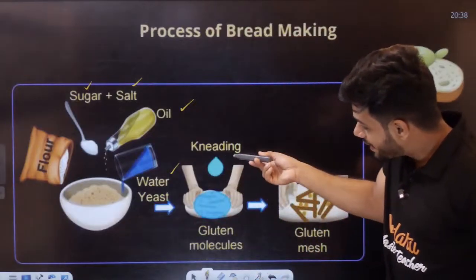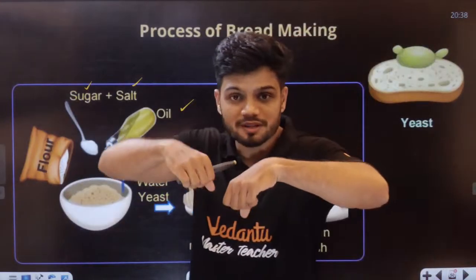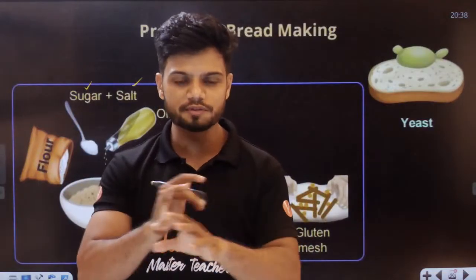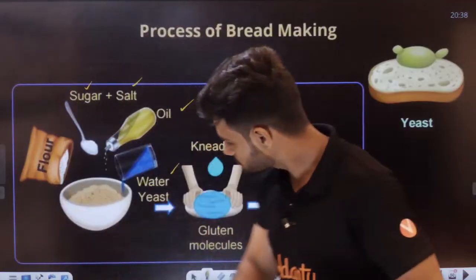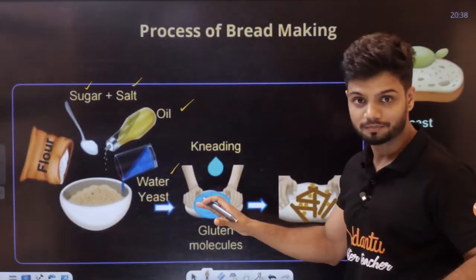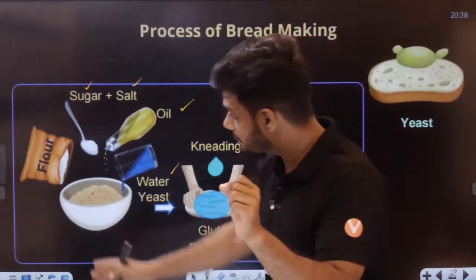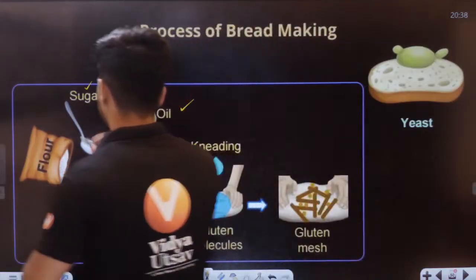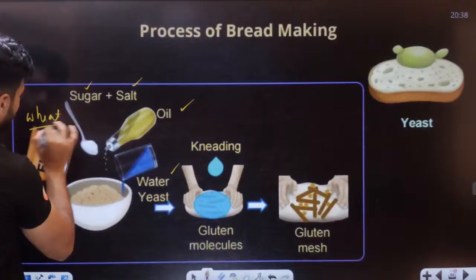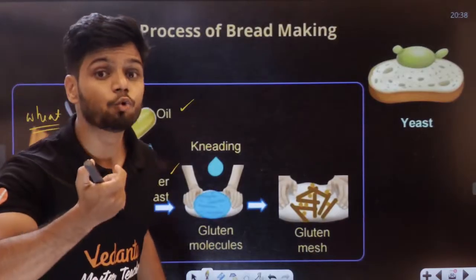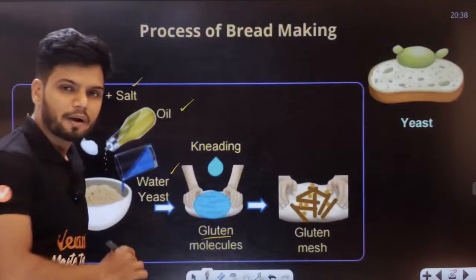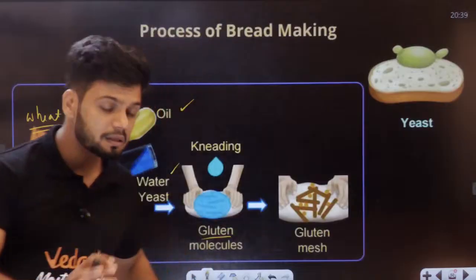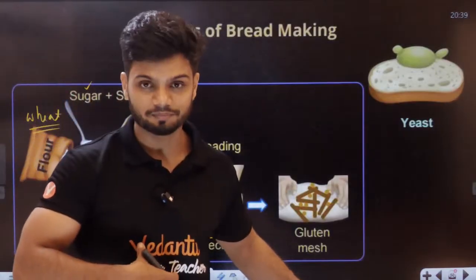Now, once you add water, you do something called kneading, you make nice kung fu moves, and you make one ball there. Now, inside the wheat flour there is a molecule called gluten. Students, you might have heard, I want gluten free. I don't want gluten in my food, because many people cannot digest this gluten in their body.